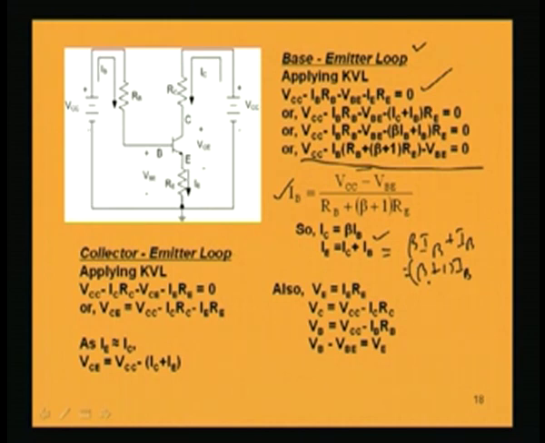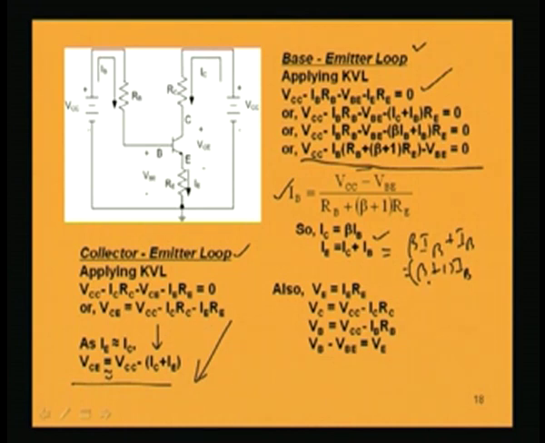In the collector emitter loop, again applying Kirchhoff's voltage law, VCC minus IC RC minus VCE minus IE RE equal to 0. So, from this expression what is VCE? VCE equals VCC minus IC RC minus IE RE. One more step further I can do by a very valid approximation, because IE is almost equal to IC, as IB is in the order of microamperes.